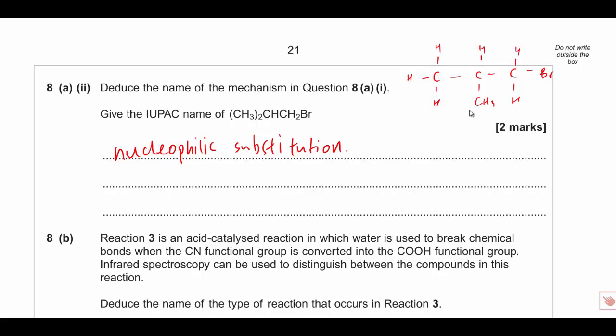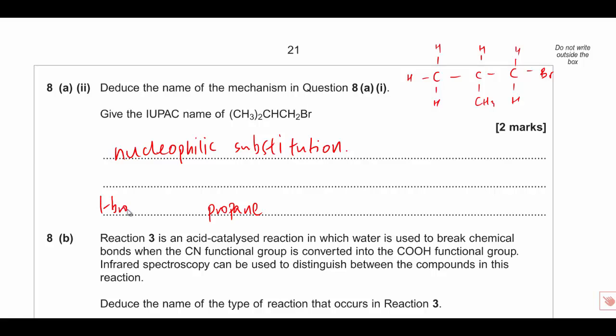Perfect. So name it. 1, 2, 3 is our longest chain. So our longest chain is 3. So it's going to have prop in there somewhere. It's going to be an alkane, but it's going to be a haloalkane. So we're going to have propane at the end. What have we got here? So we've got 1 bromo, our functional group there, the bromine, the halogen. It's going to be 1 bromo, 2 methyl.